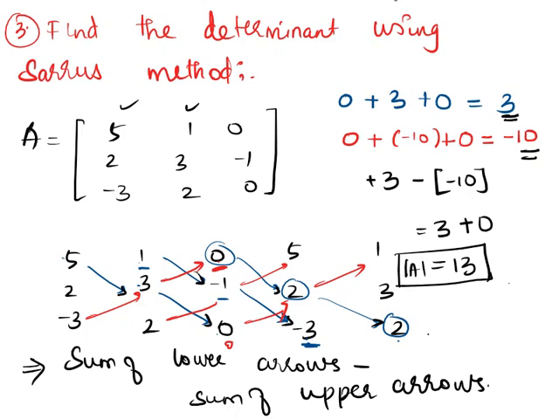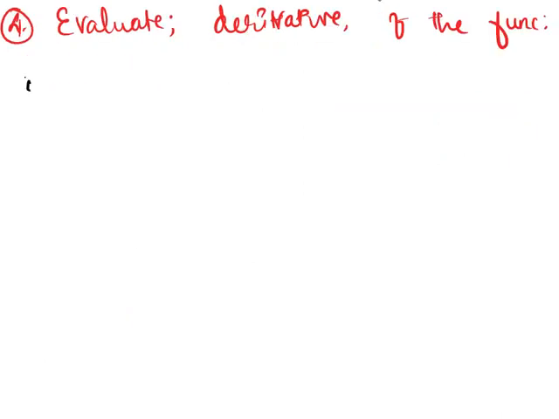Okay, so I hope you understood this. Now let us move on to the next problem. In this question, we have two parts. In the first part of the question, we have to evaluate the derivative of e power x power 4. So first let us find the derivative, d by dx of e power x power 4.